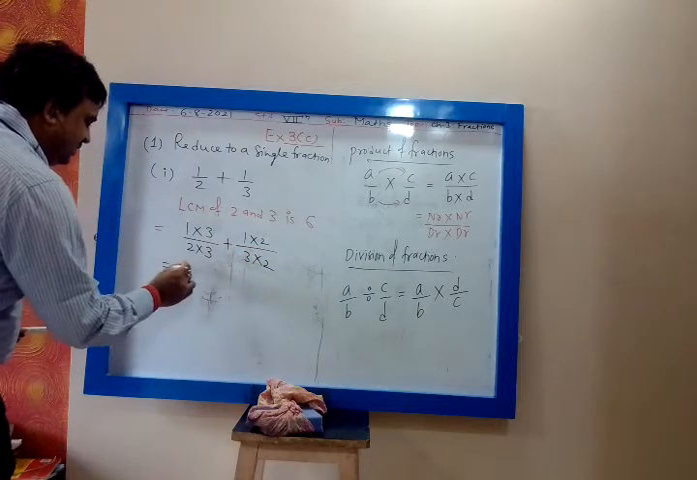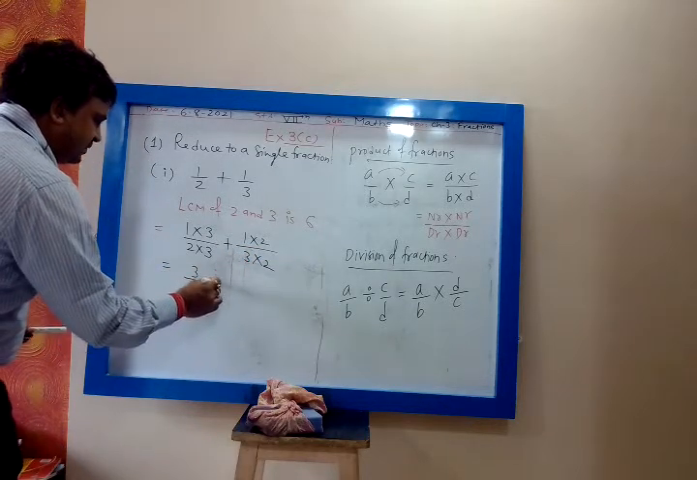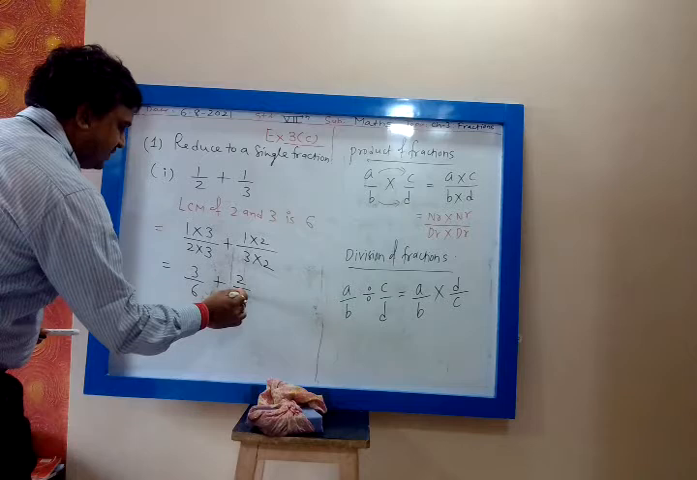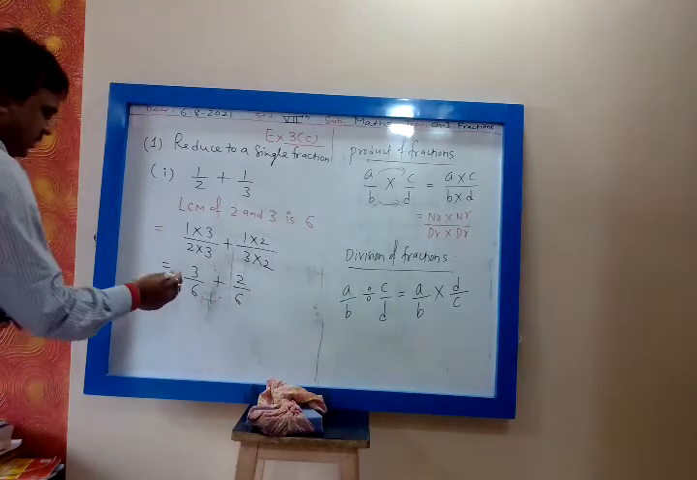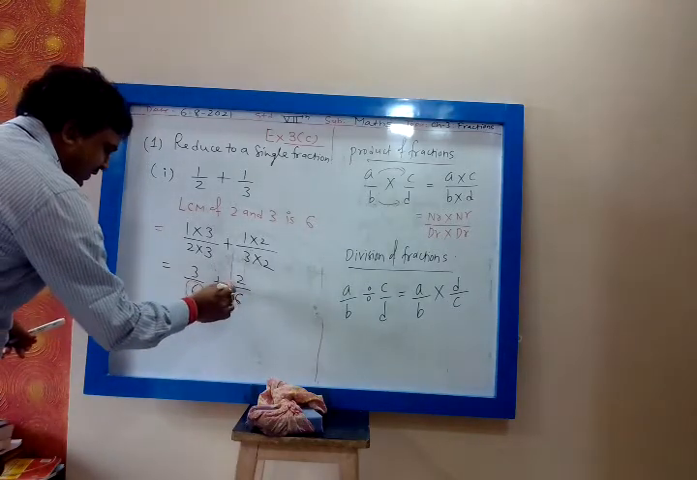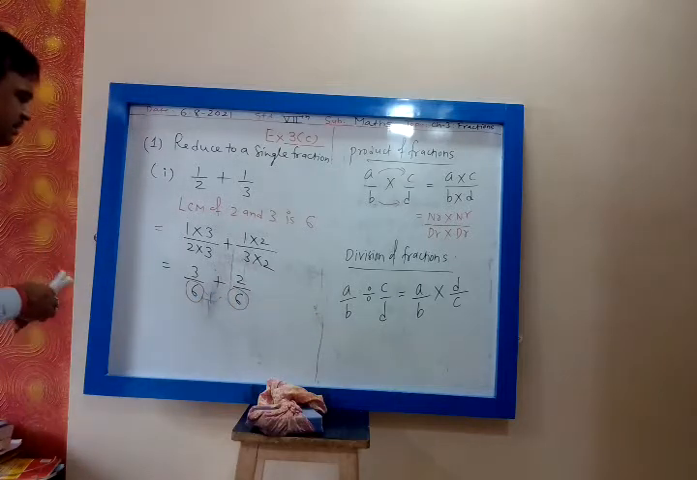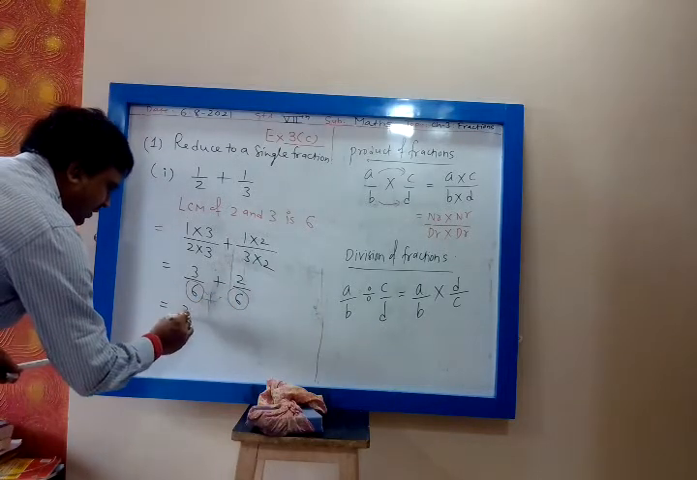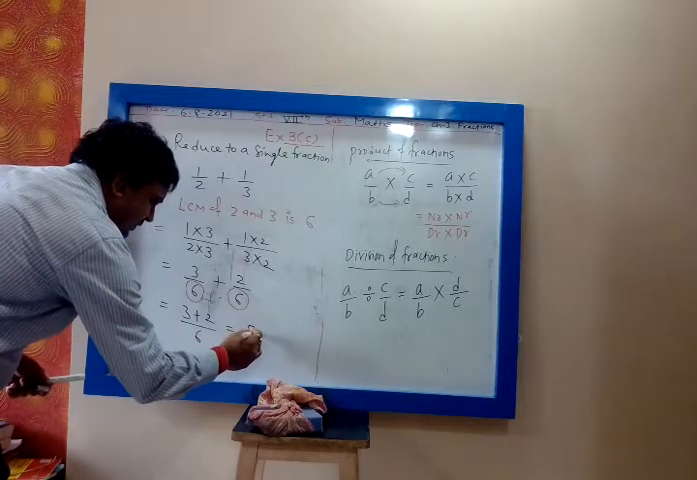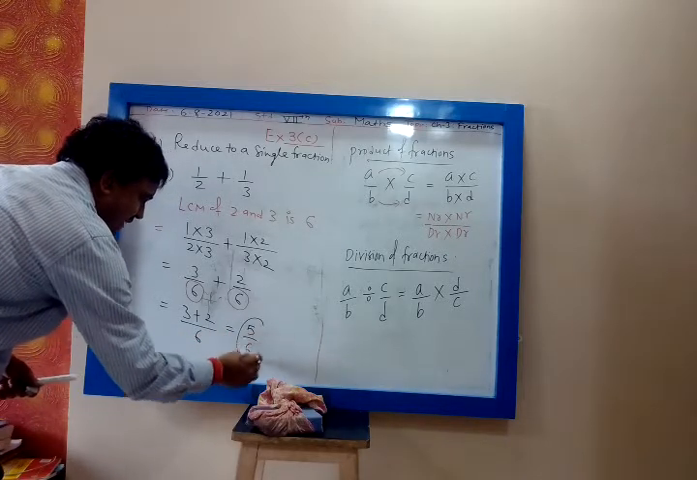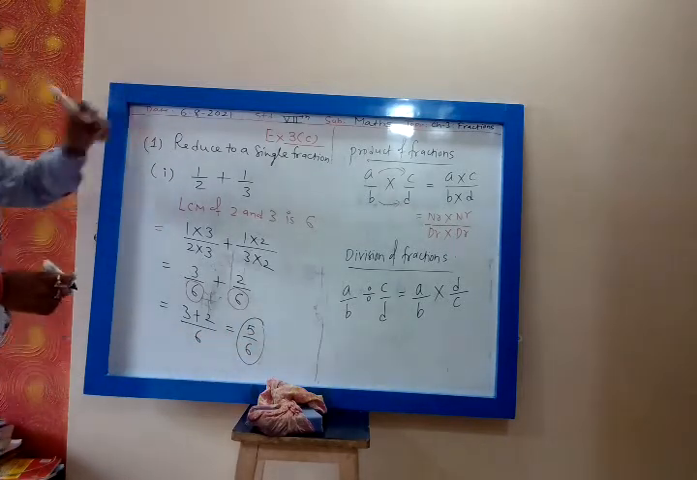1 3s are 3, 2 3s are 6, 3 by 6 plus 2 by 6. Now denominators are equal, 6, 6. So we can add numerators: 3 plus 2 by 6. That is 5 by 6. 5 by 6 is the answer and 5 by 6 is a single fraction.